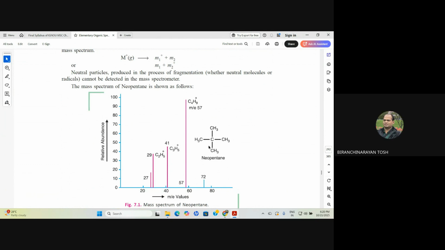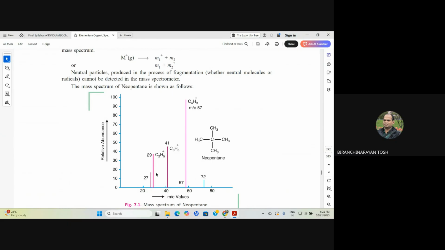Let us discuss the other options and then we will get the answer. Whether it is neopentane, isopentane, n-pentane, whatever it may be, all the isomers of pentane will have the same molecular formula and the same molecular mass. So the parent peak for all the isomers of pentane will be the same, 72.